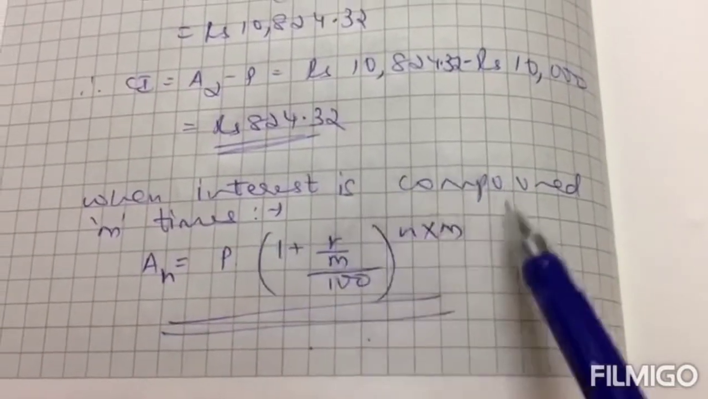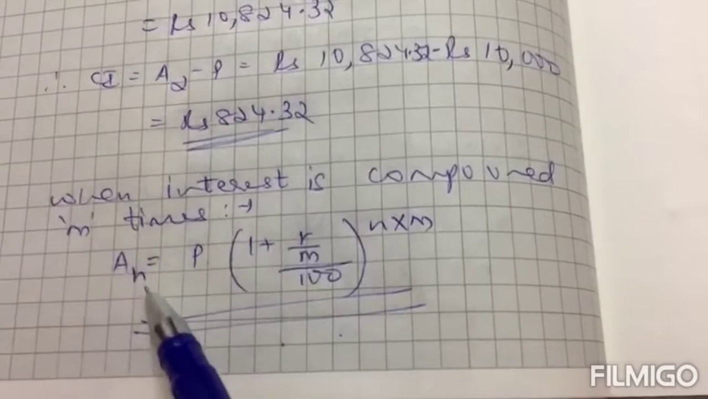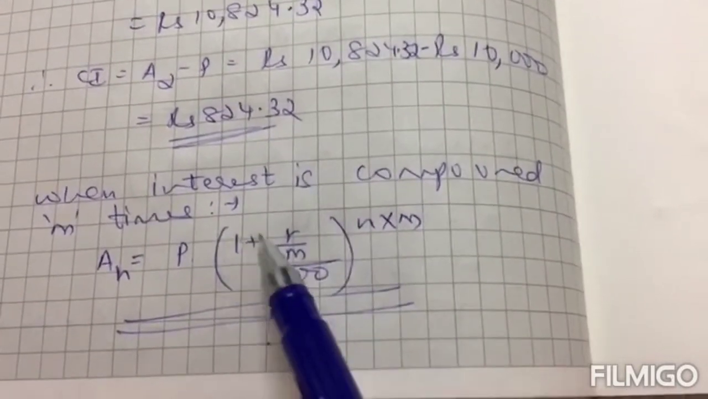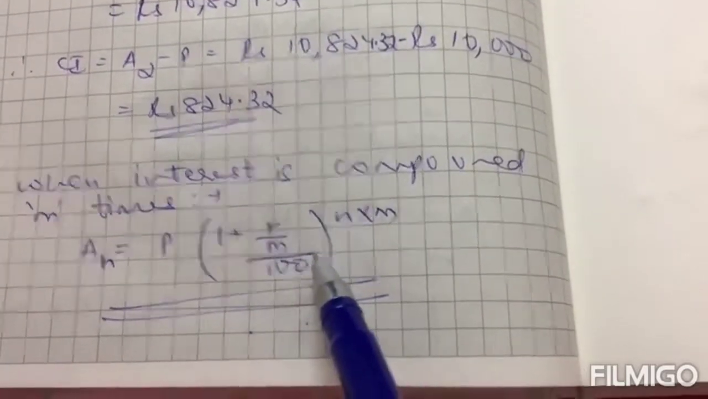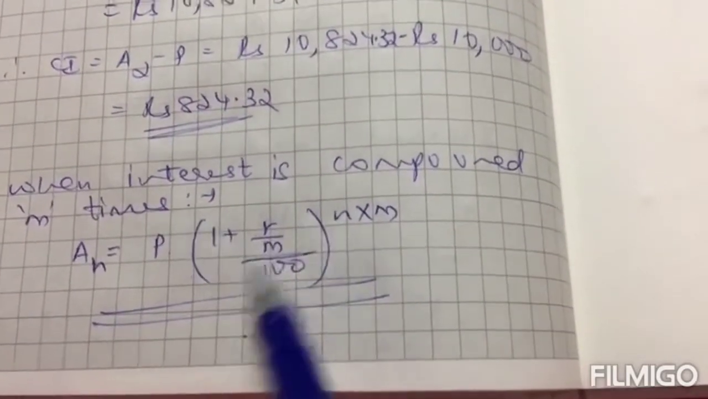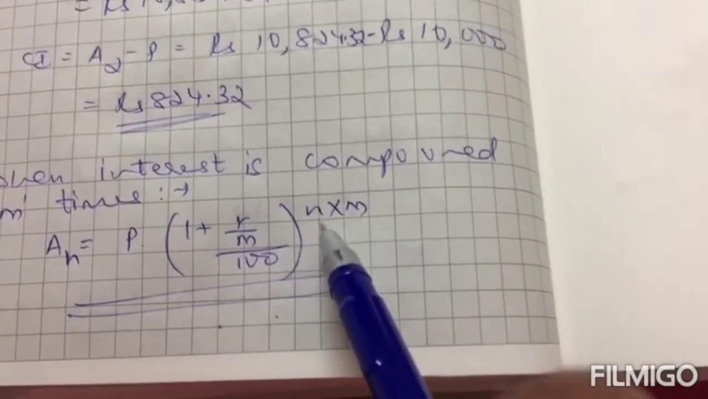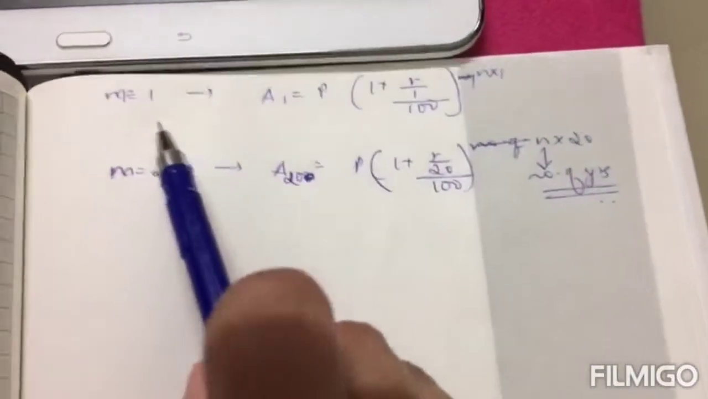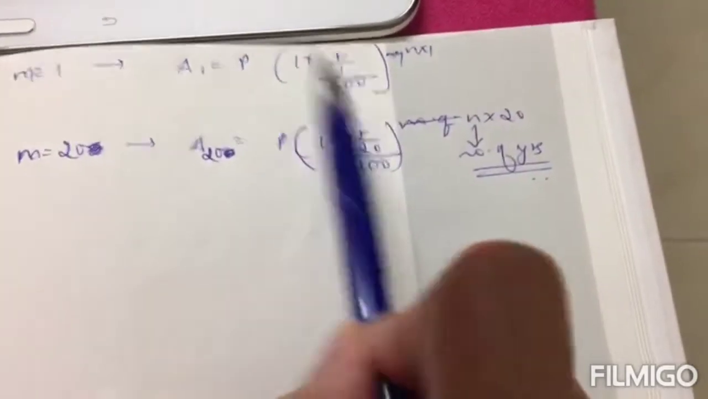When interest is compounded m times, then the amount at the end of n years is equal to the principal into (1 plus r divided by m, the whole thing divided by 100), the whole thing in brackets, raised to n, that is the number of years, into m, that is the number of times it is compounded. For example, if m is 1, that is interest is compounded annually or only once, it is our usual formula.